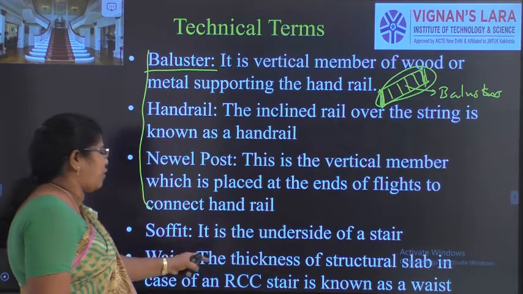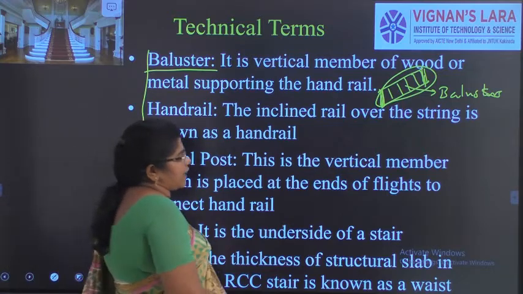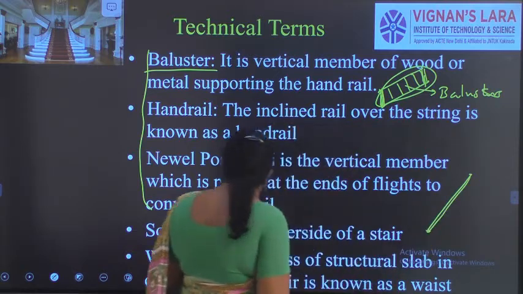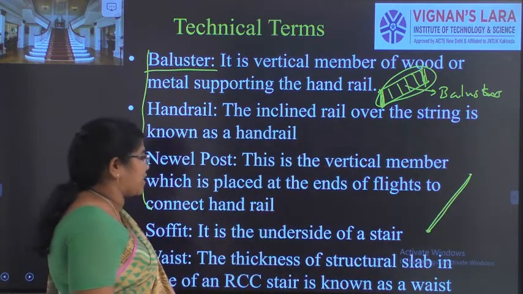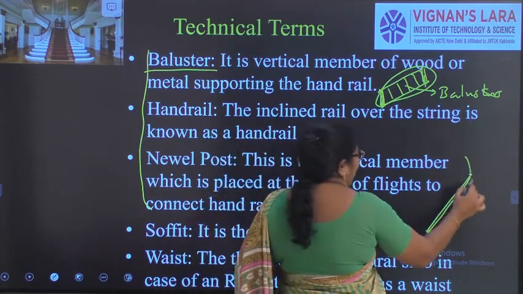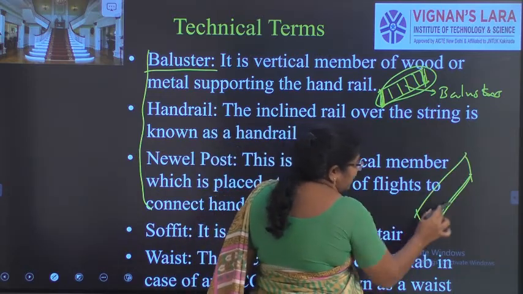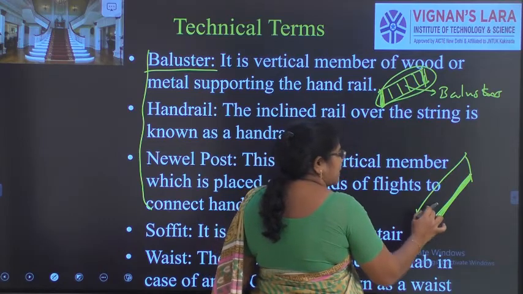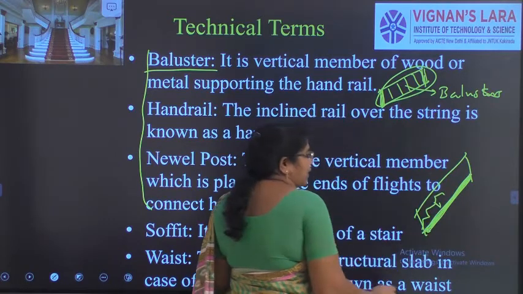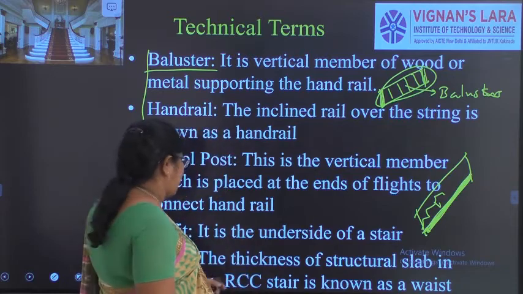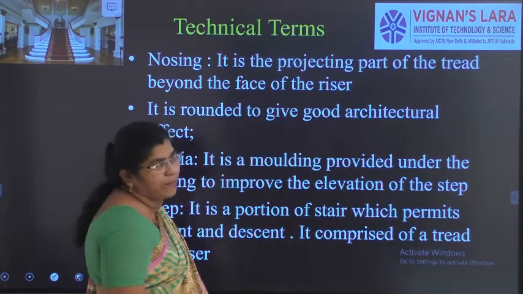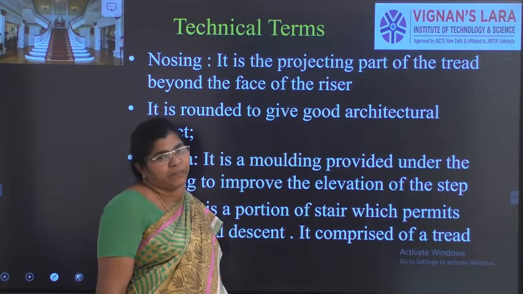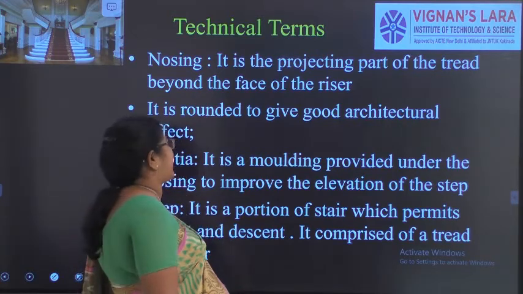The next one is the soffit. It is the underside of the staircase. If the staircase is going like this, the underpart I call a soffit. And base is the thickness of the structural slab. So if I am going to have a staircase, there will be one slab above which there will be the riser and the thread. That I call a base slab. It is made up of mostly RCC members. Sometimes it will be made up of structural steel that is connecting.